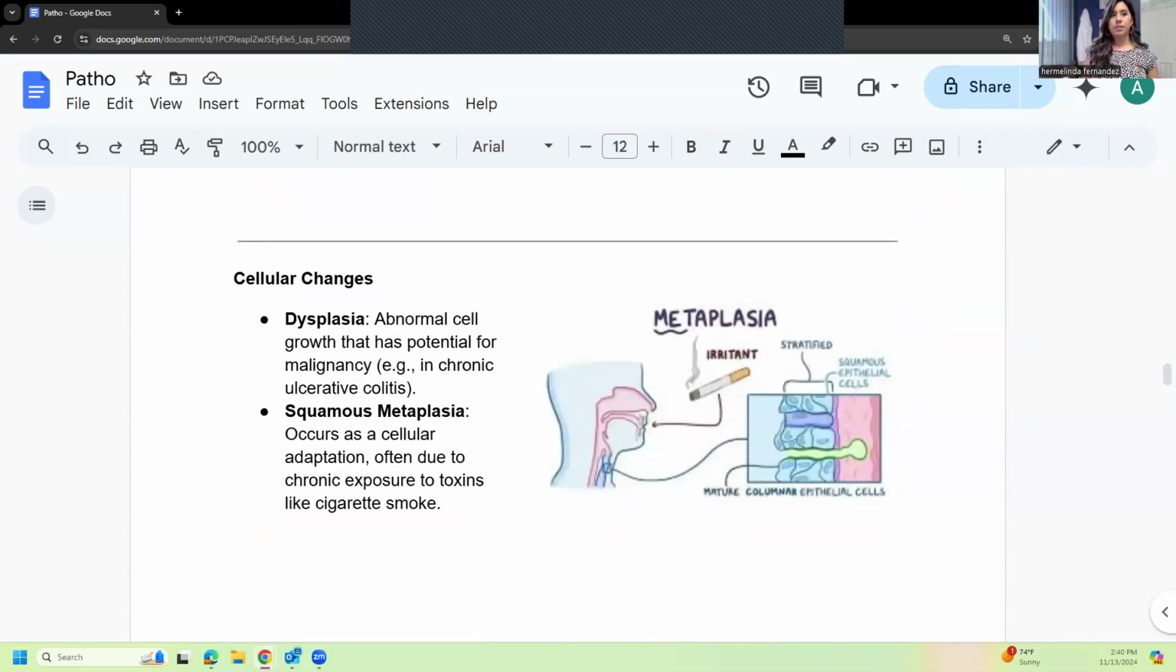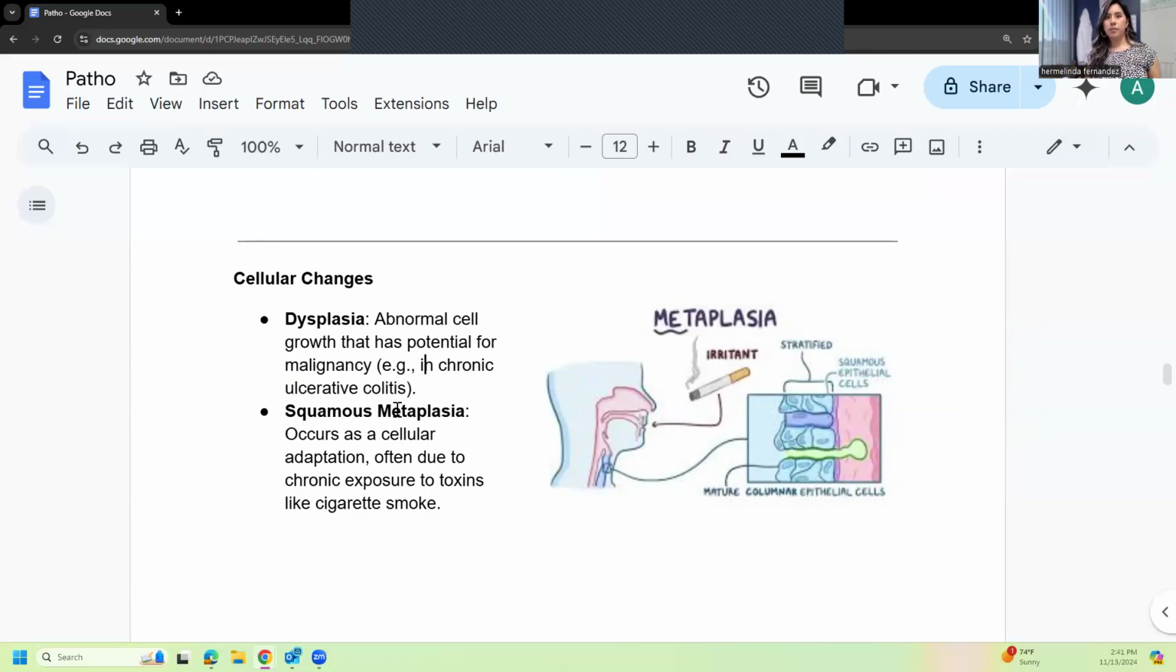All right, so dysplasia and cancer risk. Speaking of cellular changes, let's go ahead and look at dysplasia. Dysplasia is when cells start to grow abnormally. This can potentially lead to cancer. This is common in patients with conditions of chronic ulcerative colitis, okay? So if you have a patient that comes to your clinic or to the hospital, and they have chronic ulcerative colitis, you want to see if they have that dysplasia, okay?